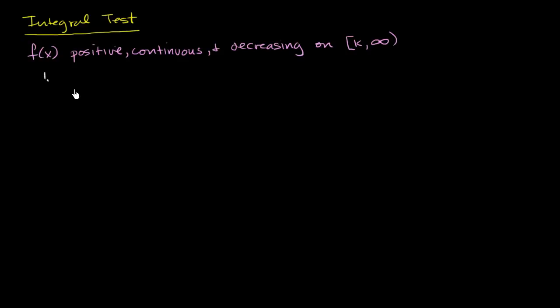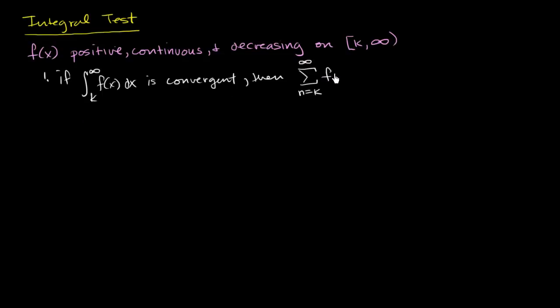We could say that if the improper integral from k to infinity of f of x dx is convergent, then the infinite series from n is equal to k to infinity of f of n is also convergent. And this is actually the case that we saw when we looked at 1 over n squared, but I'll look at that in a second.